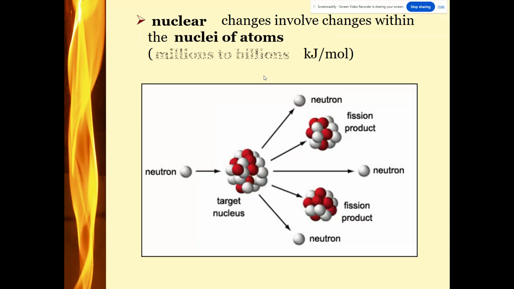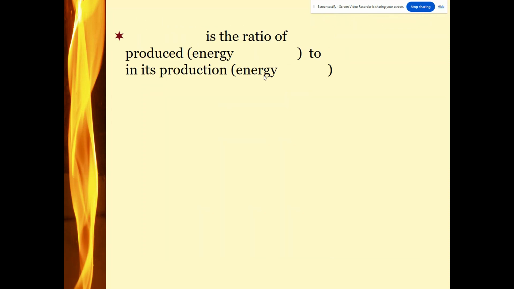Nuclear changes are the largest. A nuclear change is when you actually have the nucleus of an atom splitting apart. That commonly happens with uranium in the radioactive decay of uranium in power plants. And so this gives off millions to billions of kilojoules per mole.